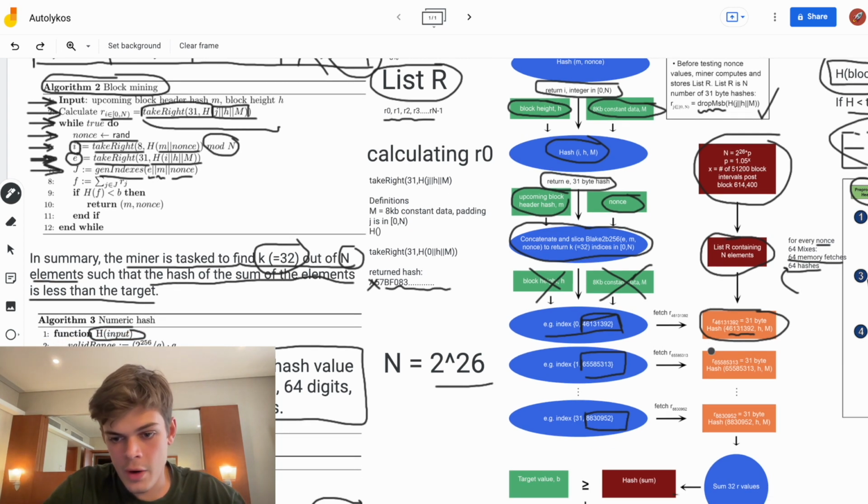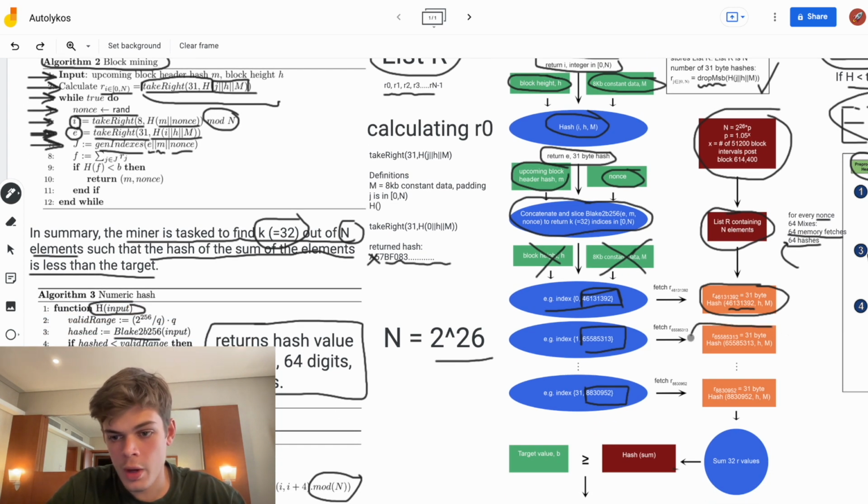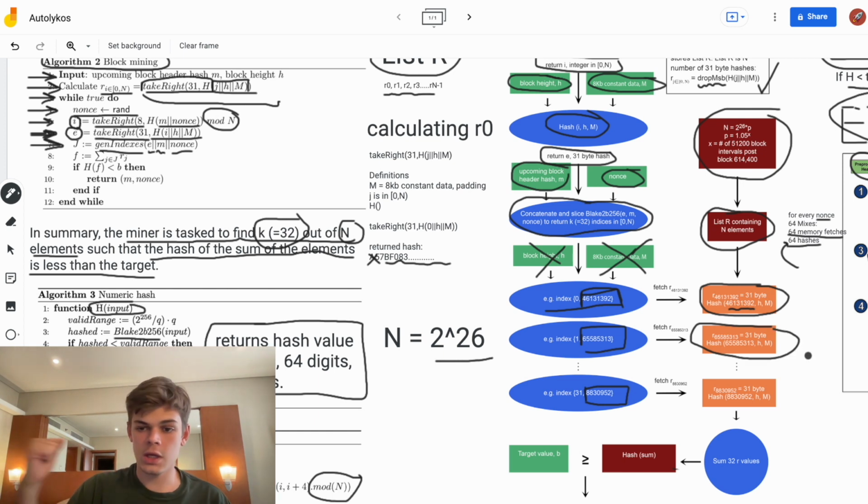So that's very important to understand, because now you understand why Ergo and Autolykos is memory hard, because it's fetching data from the memory, right? For every nonce, it's fetching 32 pieces of data from the memory.